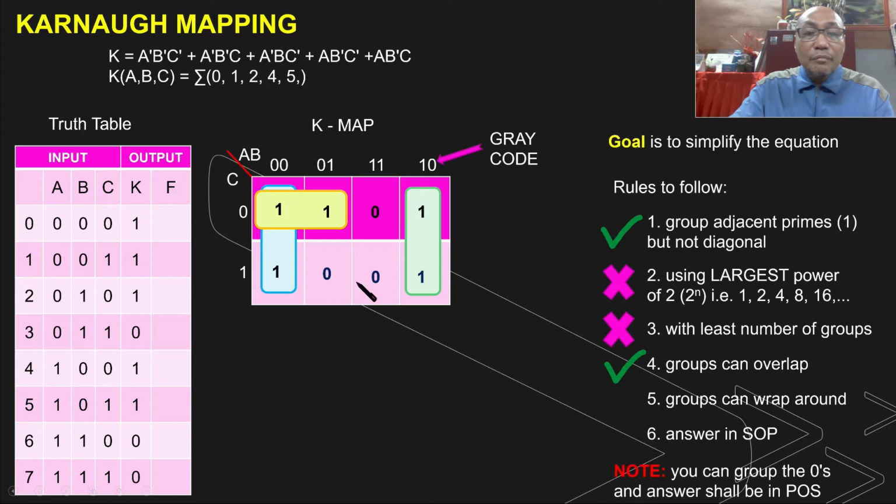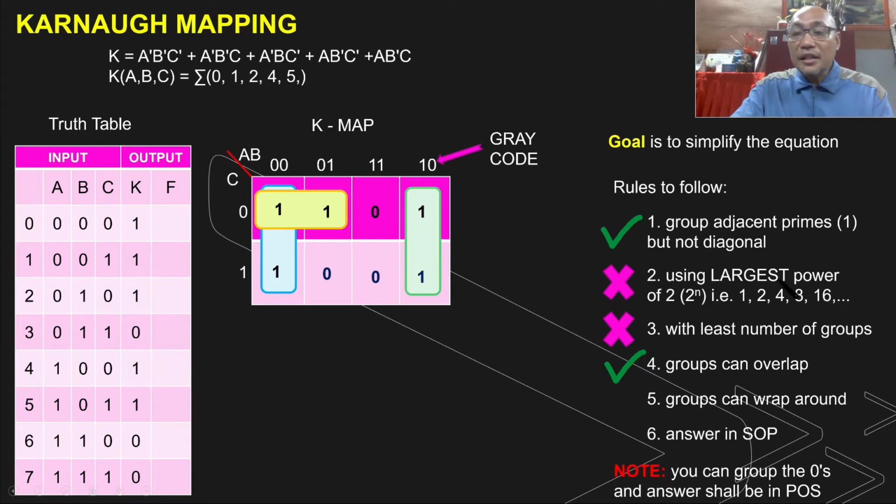Can these two be grouped together? How can it be? They are on the edges. They are not adjacent to each other. But actually, we can group them together by using number 5, that we can wrap around this table. And if we try to look at the values of A and B, that is 0, 0, 0, and 1, 0, actually there is only one value that changes, and that is only the value of A.